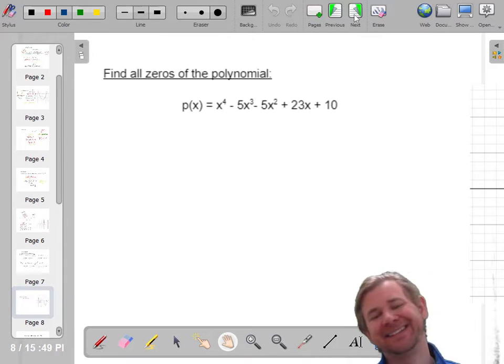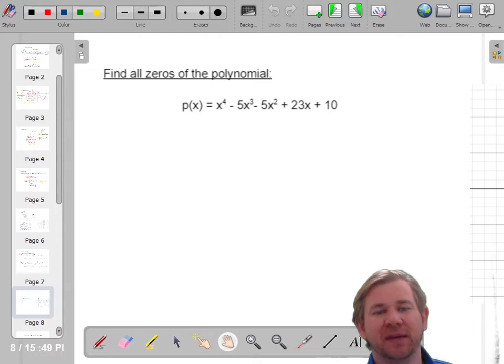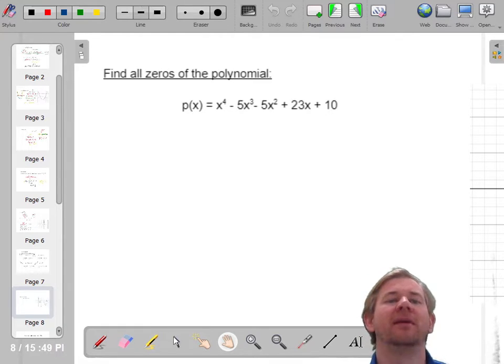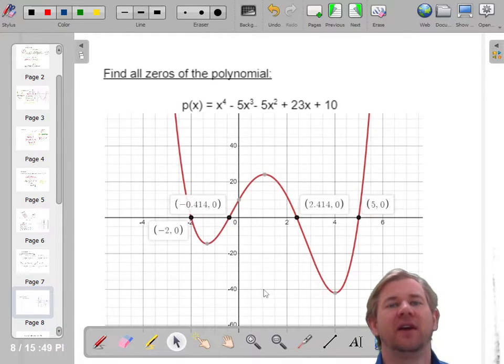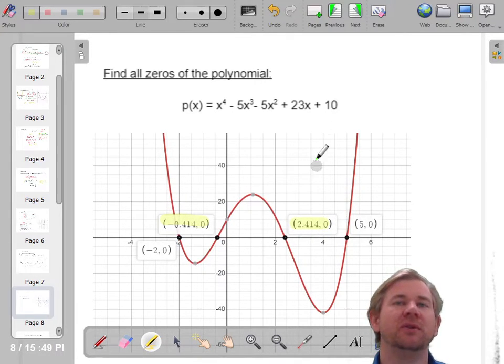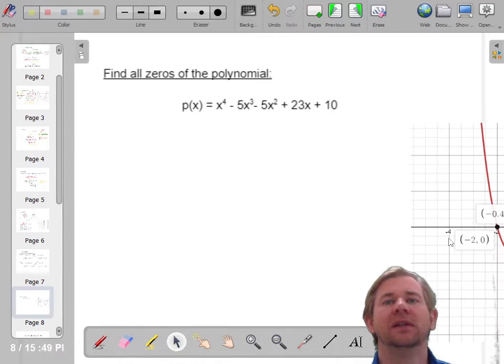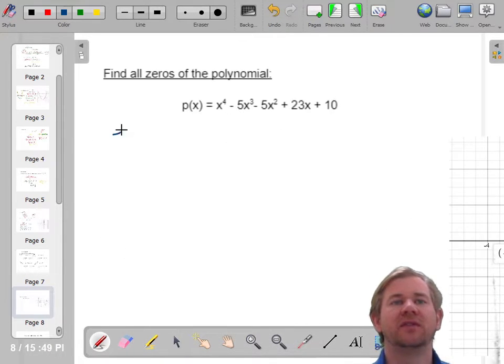Find all zeros. Find some zeros, how about that? It says find all zeros, but let me remind you that if you are able to look at the graph, you can find a couple of the zeros. Now these are irrational, so I'm going to need to find those. But -2 and 5 work. So let's do synthetic division with -2 and knock this thing down to a cubic.